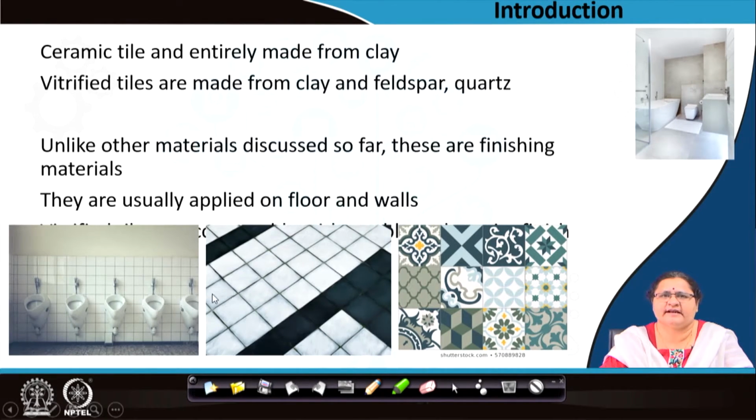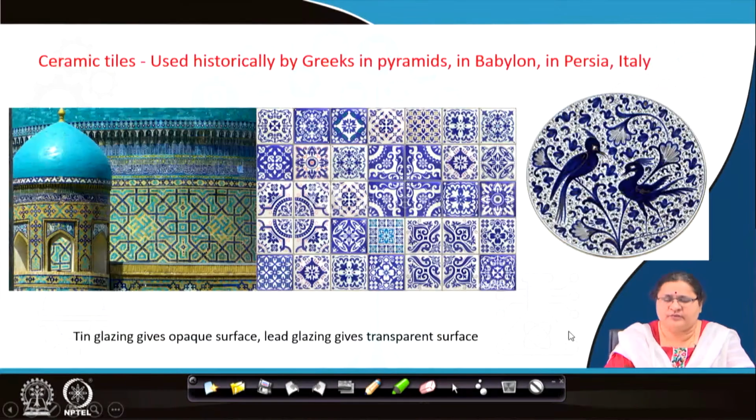So, what do you understand? Basically, these are smaller in size, and here you can see the lines are almost invisible and these are larger in size. So, if we look into history, we will see it is not a new item.